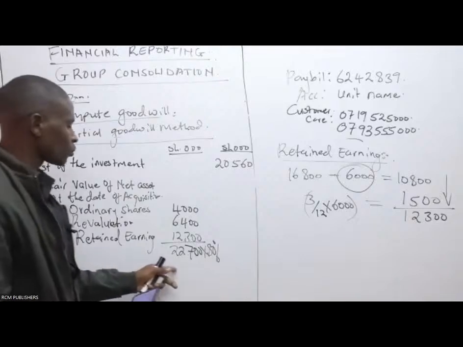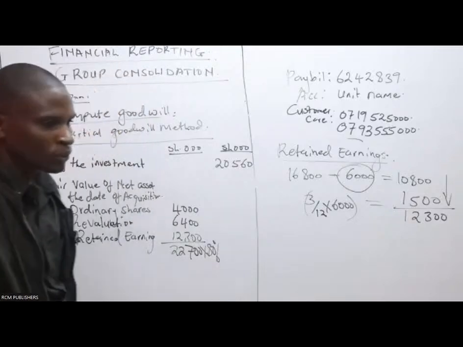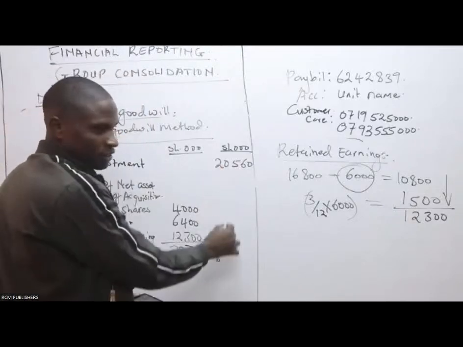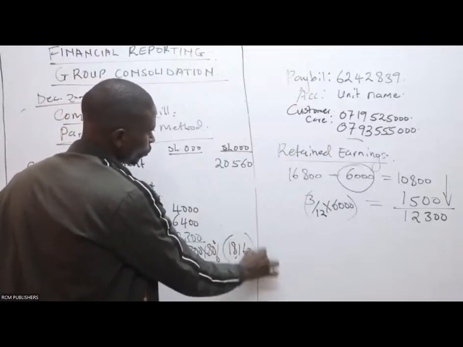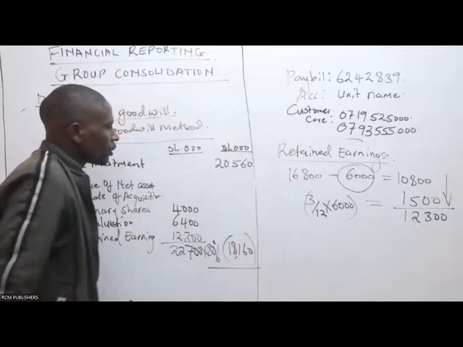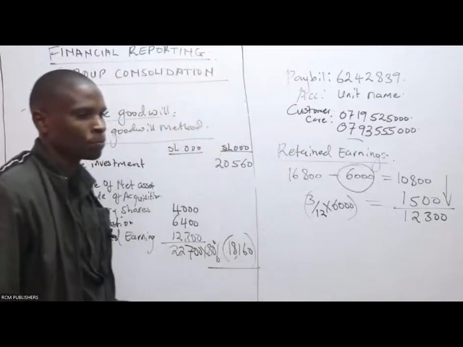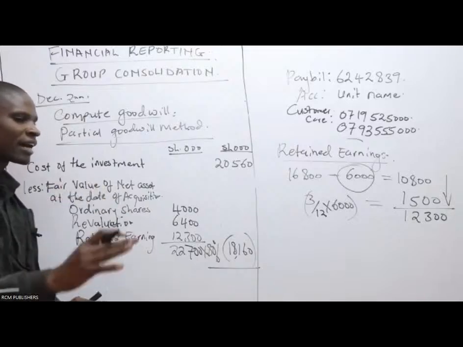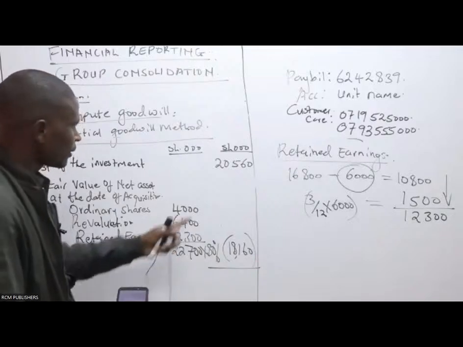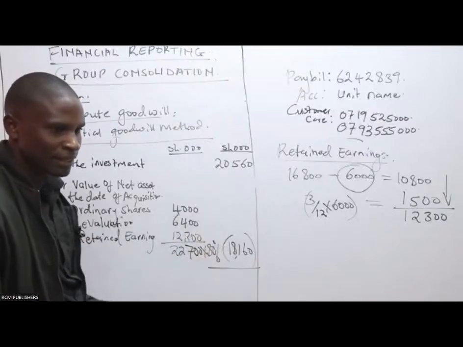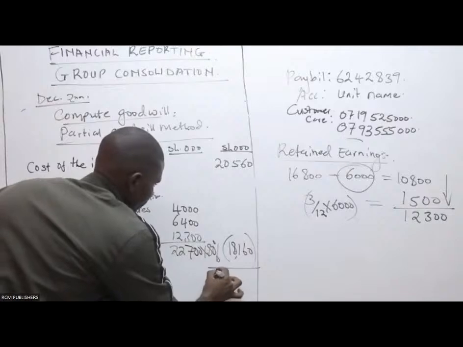So that means what we are going to pay, we subtract it from the cost of consideration, or cost of the investment. How much is this now? 18,160. You subtract that from 20,560. You remove that, how much do you get? You people are very active. That is very good. Here it is 20,560 minus 18,160. What is the difference? 2,400.